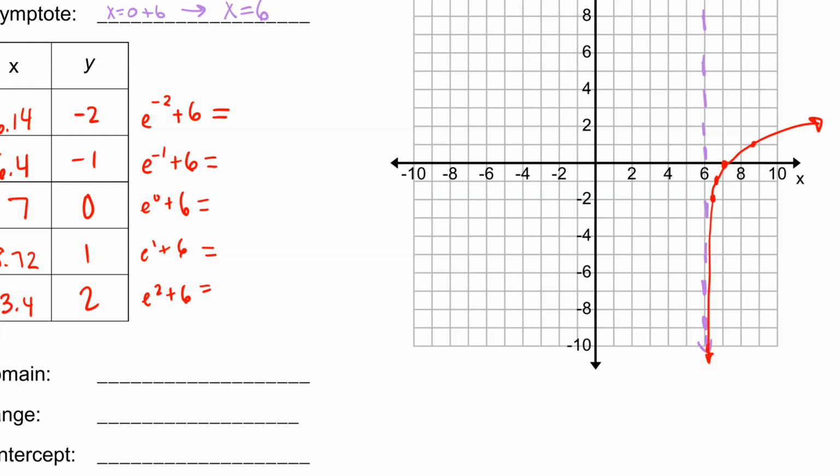Since my base is larger than 1, e is 2.7, we have exponential growth. So I get really, really close, but I don't cross the asymptote. So important, you have to draw your asymptote, and you must draw your log function.